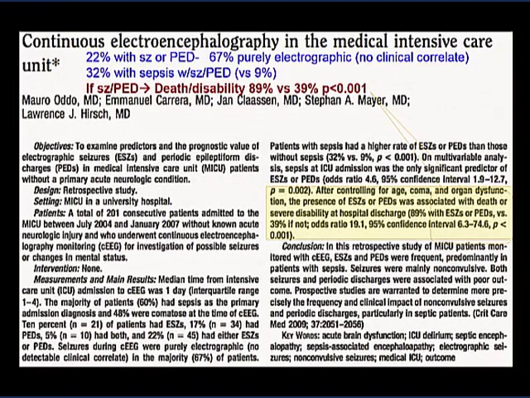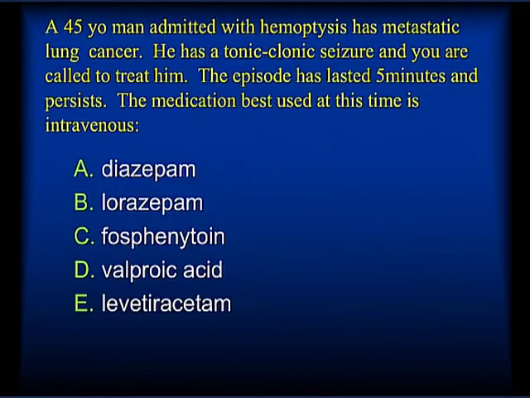In this one study, there were 22% with seizures or periodic epileptiform discharges. Two-thirds of these, 67%, were purely electrographic. You had no idea that these patients were seizing. 32% of those patients had sepsis, versus 9% of patients without sepsis. And if they were seizing with the periodic epileptiform discharges, death and disability was 89% versus 39%. So it really is important to look, even if you're in the medical ICU population, to make sure they're not in non-convulsive status.